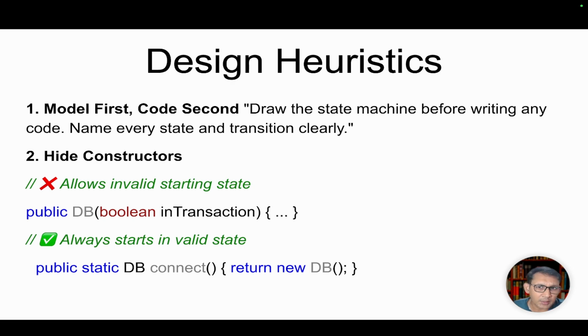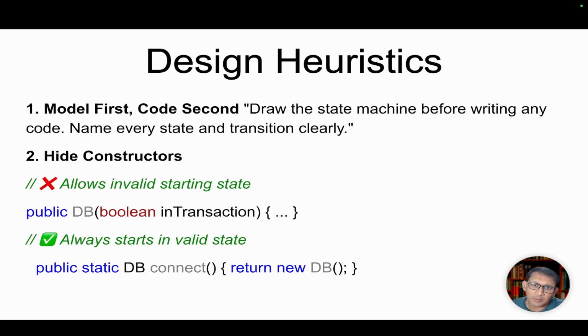Start with paper on a whiteboard. Draw circles for states and arrows for transitions. Name every state clearly. Avoid generic names like state 1 or working. Use domain-specific terminology that matches how users think about the problem. For a file processor, use states like closed, reading, writing, compressed, rather than abstract labels.